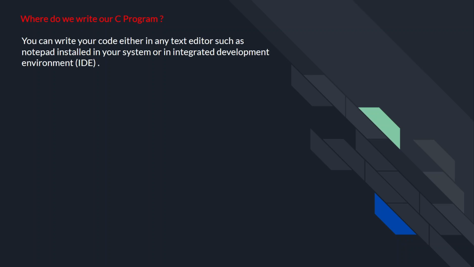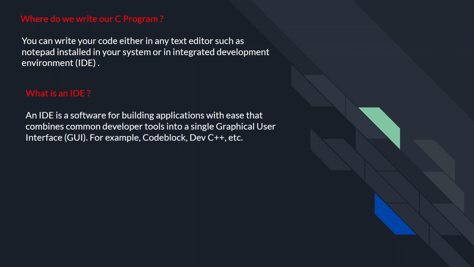You can write your code either in any text editor such as Notepad installed in your system or in an integrated development environment, IDE. What is an IDE? An IDE is a software for building applications with ease that combines common developer tools into a single graphical user interface. For example, CodeBlocks, DevC++, etc.